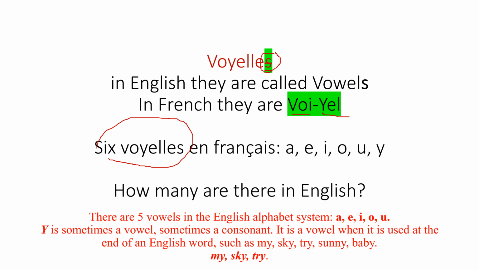A, E, I, O, U, Y. Again, A, E, I, O, U, Y. How many are there in English? Well, there are only 5, sometimes 6, depends. Y is sometimes a vowel, sometimes a consonant. But you already know that, don't you?